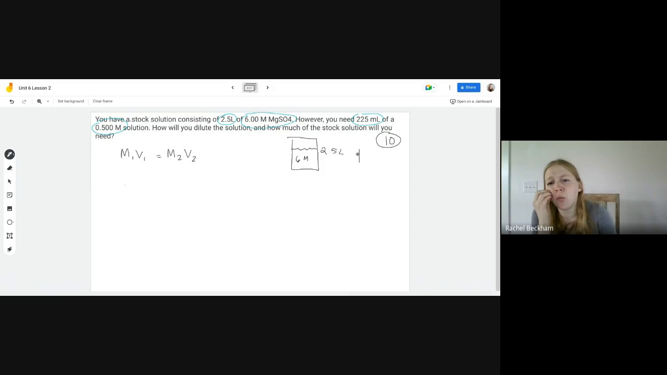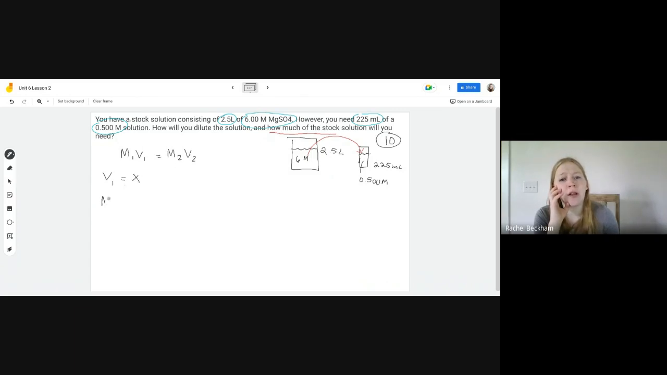And I only want 225 milliliters. And I only want the solution to have the potency of being 0.500 molar. So it's saying how much, basically we can take some of this liquid out. We can pour it into here and then dilute it with water. And it's asking how much should we pour out? How much of the stock solution? So how much? We are going to be solving for V1. How much of the original solution will you need? So that's going to be my X, okay?